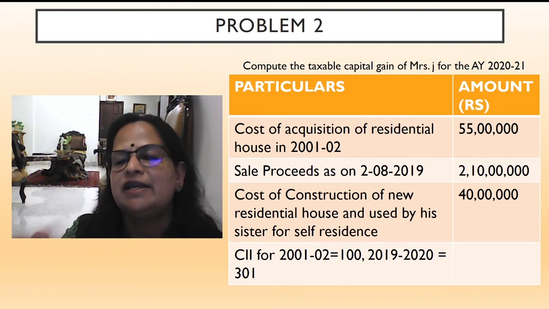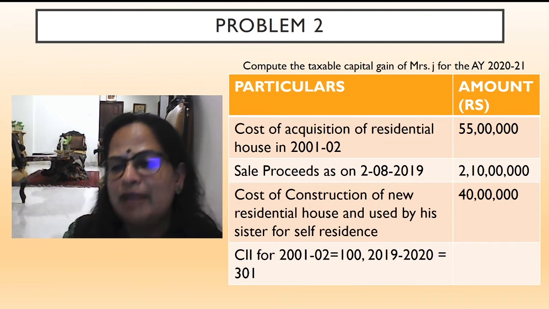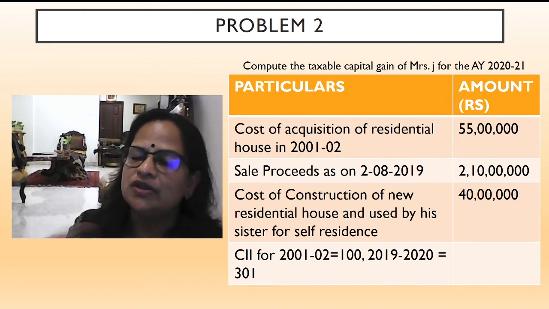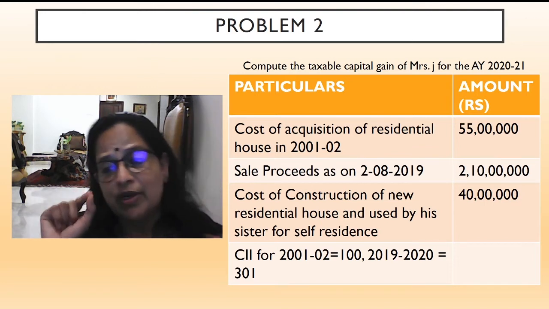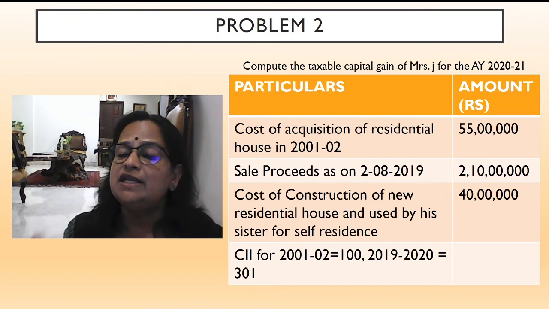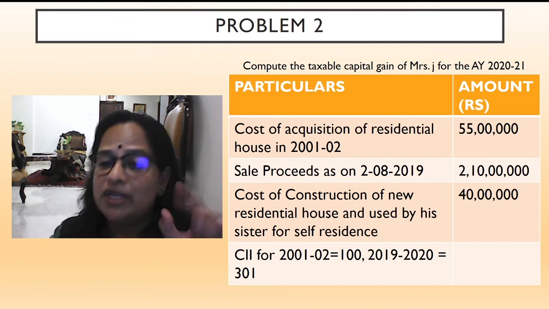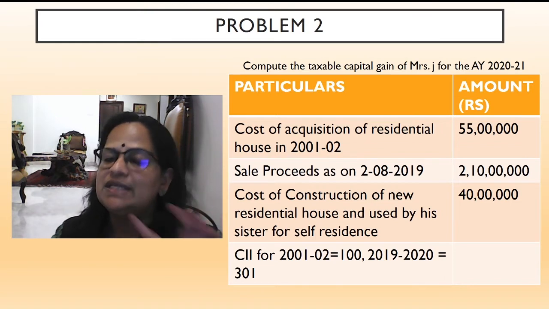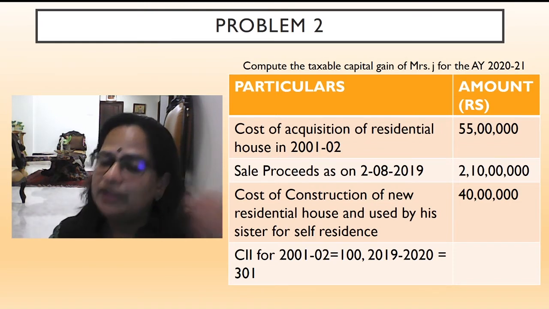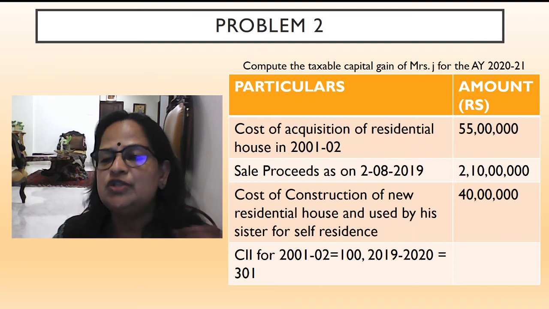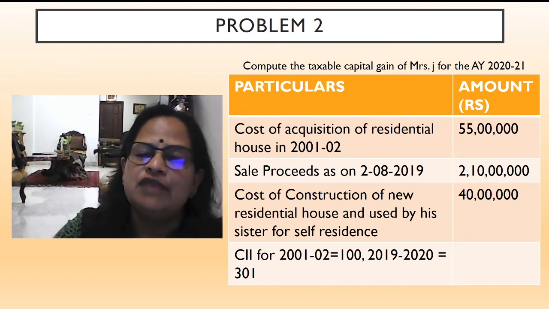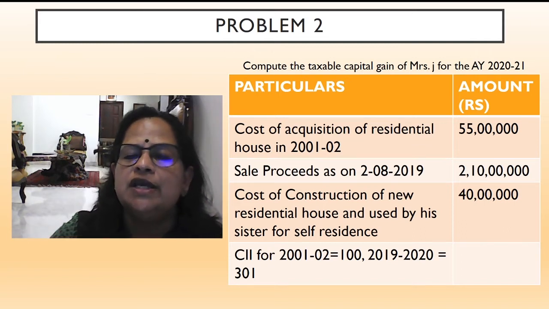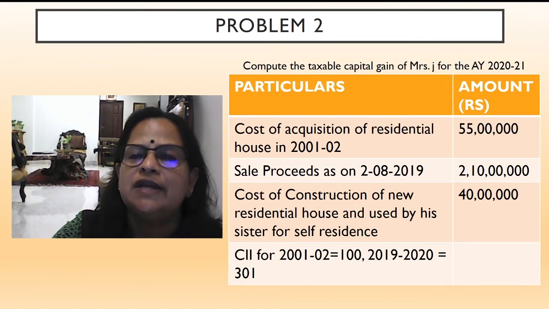Sometimes he will be collecting rent from the sister, or a nominal amount he will be charging. That is not the concern. If he bought a new residential house property, he is eligible to claim the exemption. That is why it's mentioned he is not staying there; his sister is staying as her self-residence. So here also she is eligible to claim the exemption. CII for 2001-2 is 100 and for 2019-20 is 301.